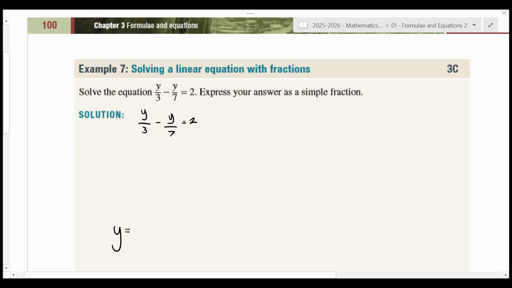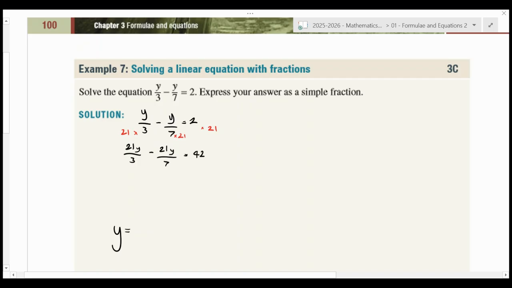So what we're going to do is press on that button and it'll change for us. We're going to multiply both of these by 21 because we're fair and even and equitable. But we also have to multiply that one by 21. We have to do it to every term. Okay, so let's do that. You're going to end up with 21y over 3, and 21y over 7, which equals 42.